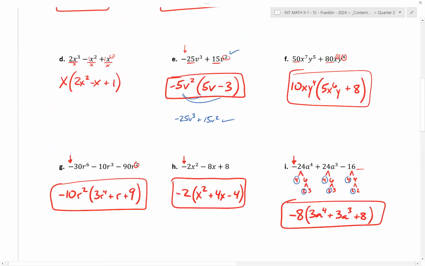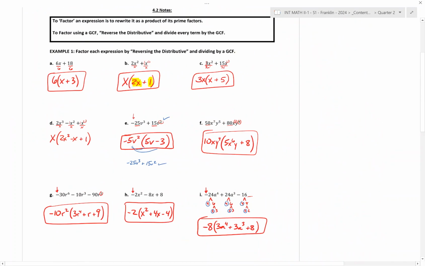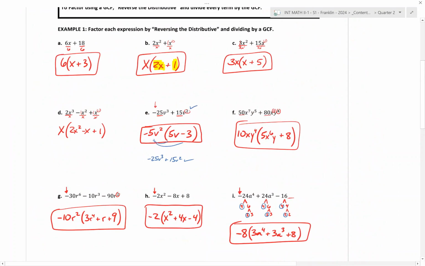Okay, so after you find the GCF, divide each term by that GCF. Just make sure you also write it as part of your answer, followed by the leftovers after you divide. So it's the GCF and then in parentheses, the polynomial after you've divided that GCF out.